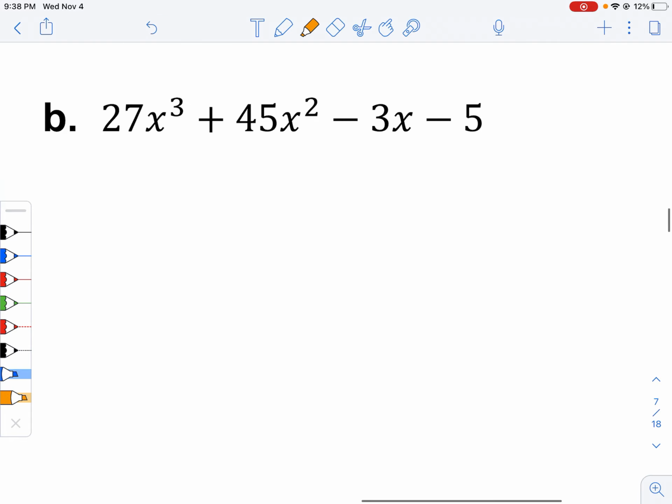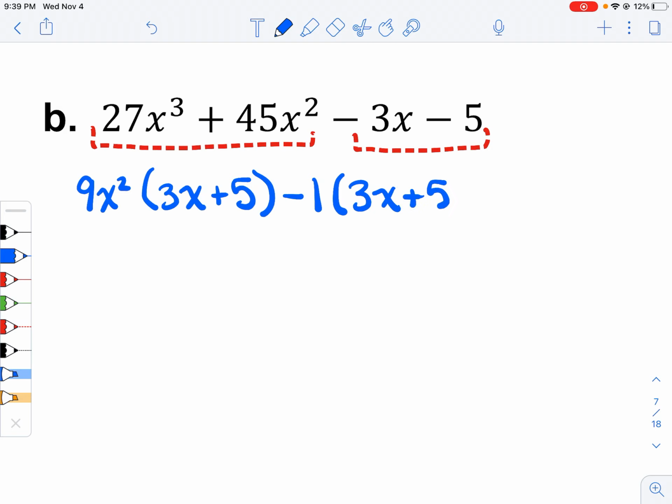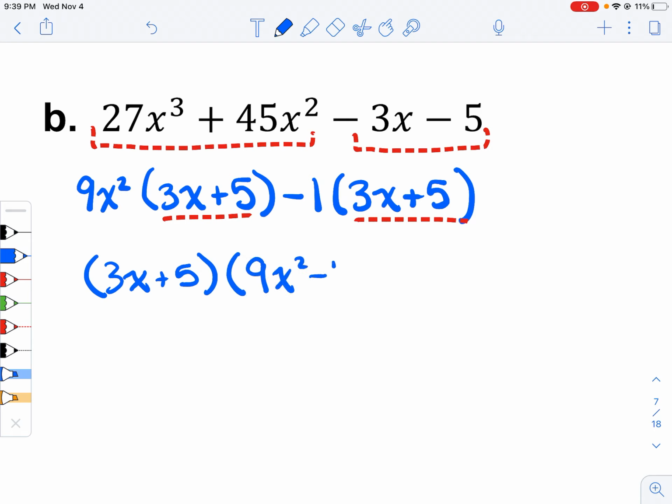Part B here, we have 27x to the third plus 45x squared minus 3x minus 5. Again, there are four terms here, so we should think factor by grouping. We group these first two and then the second two. From the first two, I can pull out a 9x squared. You want to pull out the biggest thing that you can. That leaves me with 3x plus 5. Here I can just pull out a negative 1, which leaves me with 3x plus 5. So I have a repeat. That's my first factor. And then what's left is 9x squared minus 1.